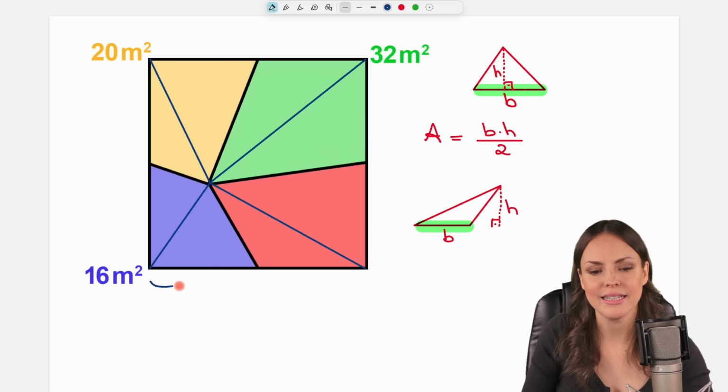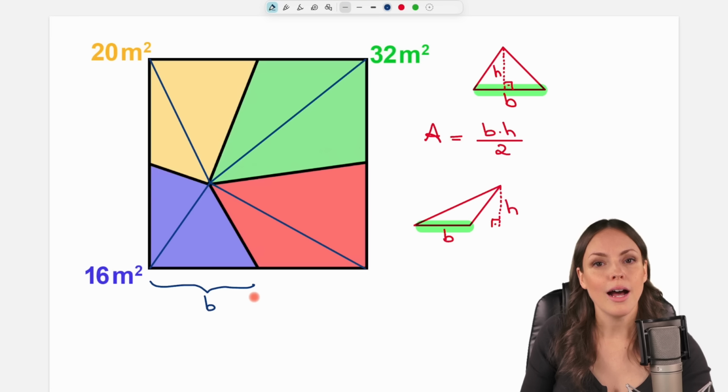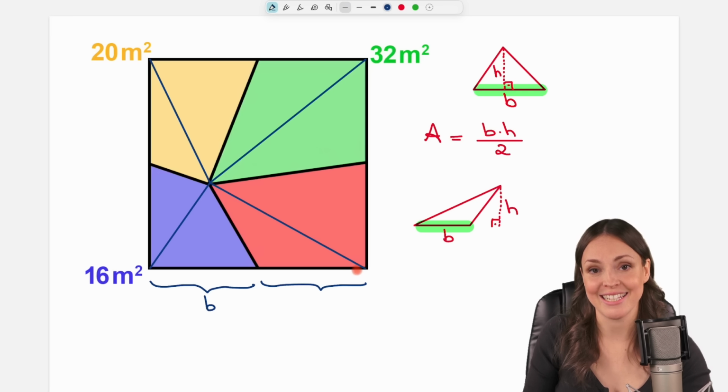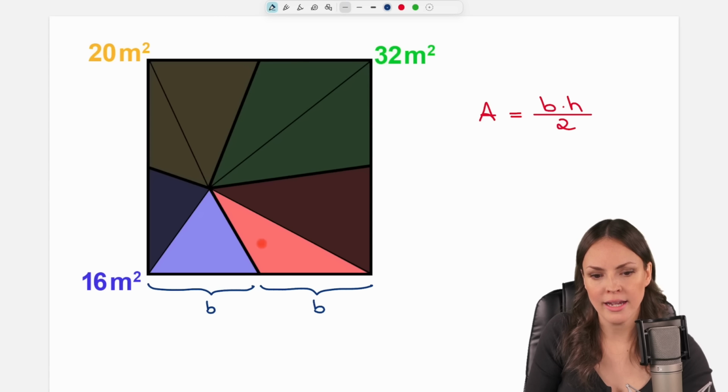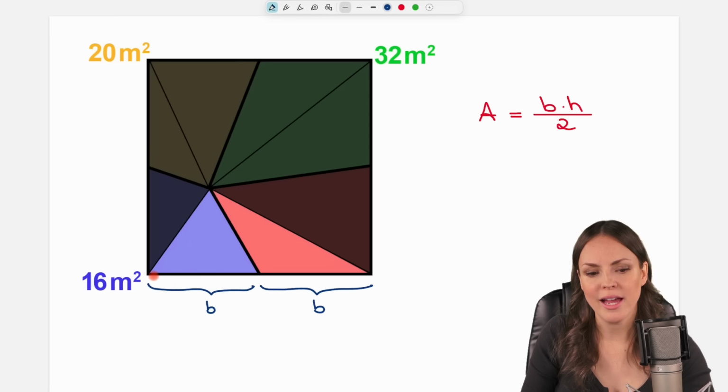If I take this here as a base, I know that this part here is of the same length, right? Because this was a midpoint. So I have my base B here again in this triangle. So maybe we compare these two triangles. So I highlighted them here. We have our base here, our base here.